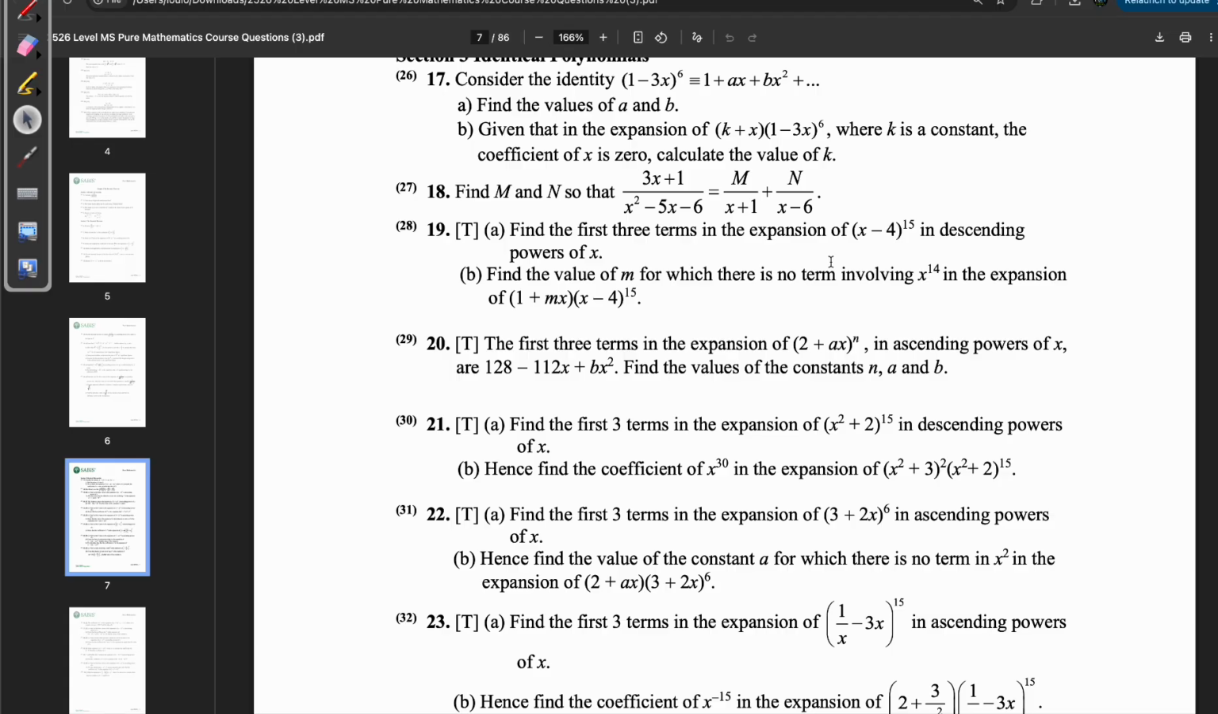Now we move on to number 21. Question 21. Find the first three terms in the expansion of (x squared + 2)^15 in descending powers of x. Hence, find the coefficient of x to the 30 in the expansion of (x squared + 3) all squared times (x squared + 2)^15. You bring the question over to a new page.